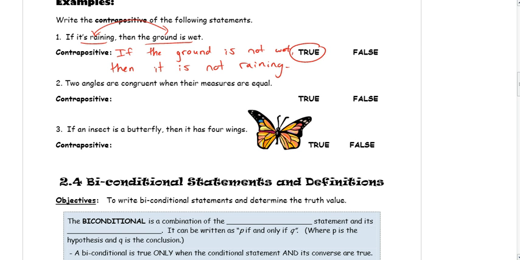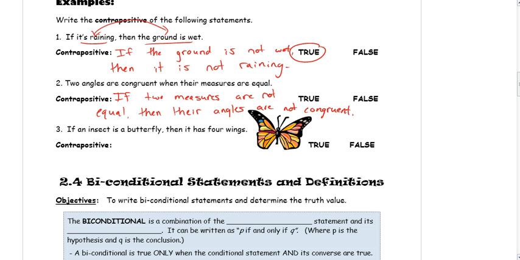Two angles are congruent when their measures are equal. So our contrapositive would be: if two measures are not equal, then their angles are not congruent.